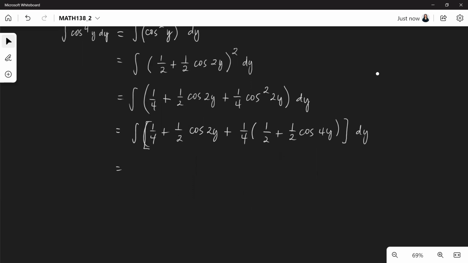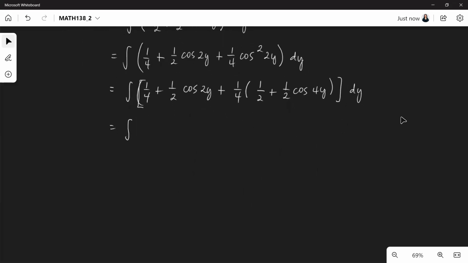The inner grouping symbol is parentheses. Let's simplify first. We have 1/4, and 1/4 times 1 half, or 1/8. 1/4 plus 1/8 is 3/8. Then plus 1/2 cosine 2y, and plus 1/4 times 1/2 cosine 4y, or that's 1/8 cosine 4y, dy.